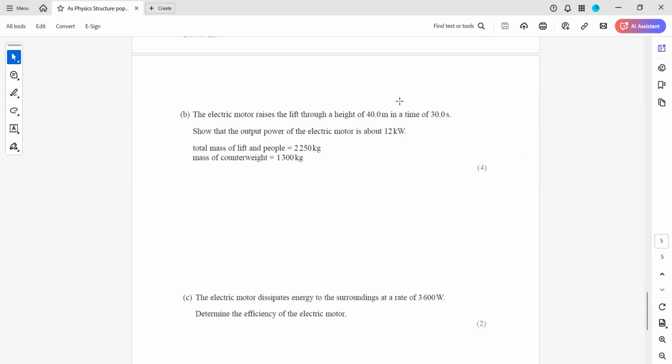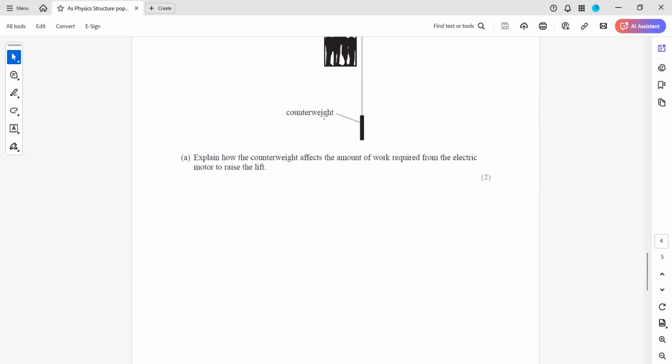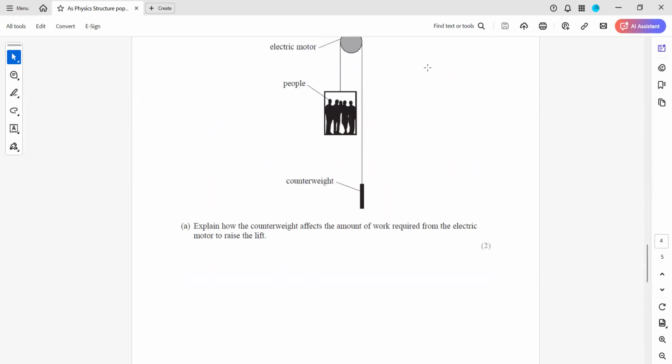The total mass of the lift and the people is 2,250 kilogram, and the mass of the counterweight is 1,300 kg. So if the lift moves upward a distance of 40 meters, the counterweight will also move downward a distance of 40 meters, because if one is going up, the other will go down. And what is the equation here? The equation which relates the gravitational potential energy.